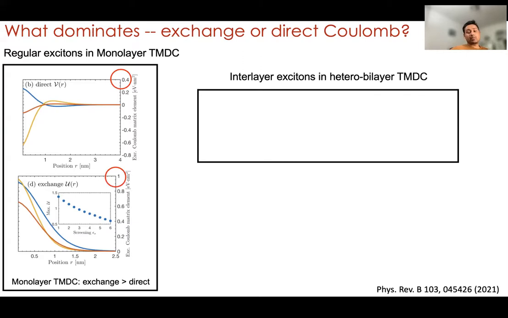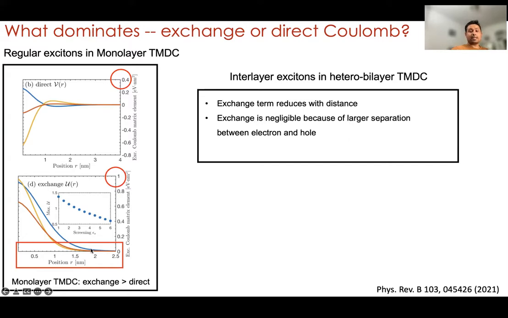But what happens in heterobilayer TMDCs, which host the interlayer excitons? To go there, we first see that the magnitude of the exchange interaction reduces pretty fast with the electron-hole separation. So that means the exchange is negligible because the electron-hole separation is higher in interlayer excitons, as they are in two different layers. So for interlayer excitons in general, the direct term is more than the exchange term.